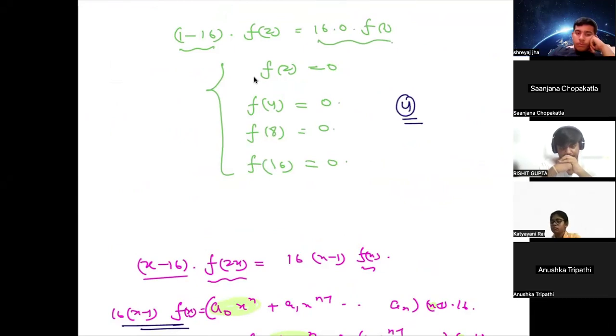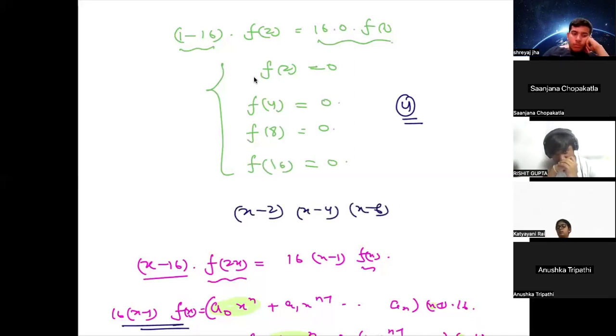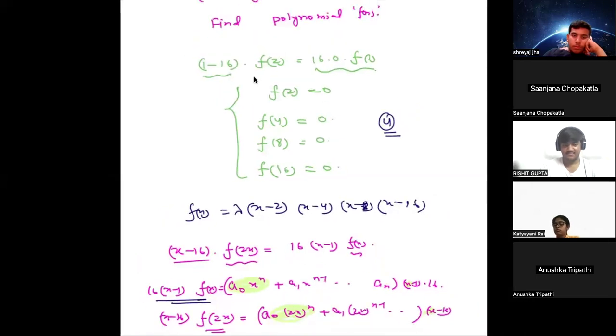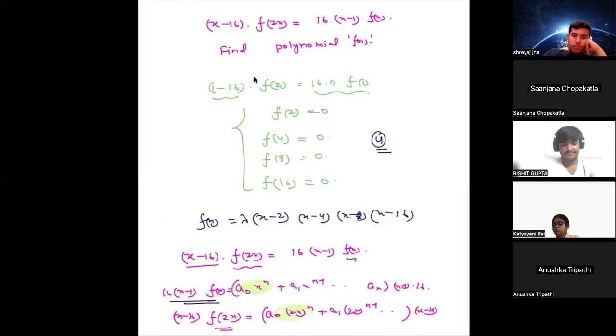Right, so it is always satisfying the value. So this is x minus 2, x minus 4, x minus 8, x minus 16 times lambda, if this value of lambda is 1.